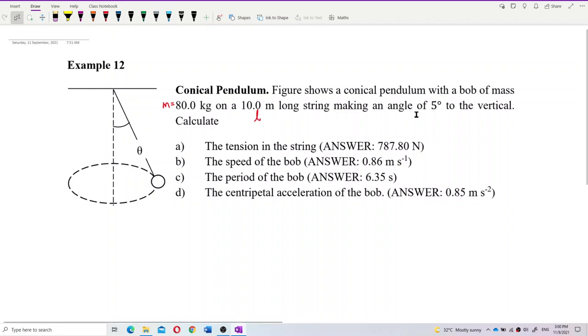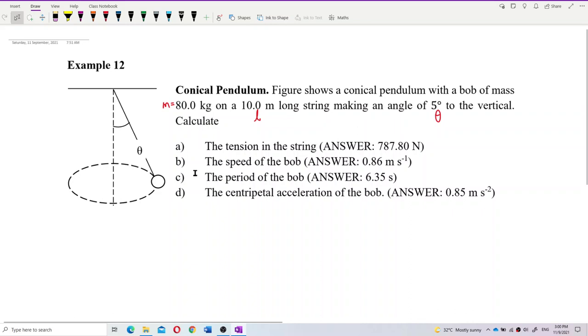Making an angle of 5 degree, this is the theta. Theta actually, this is the theta, to the vertical. Calculate the tension in the string.